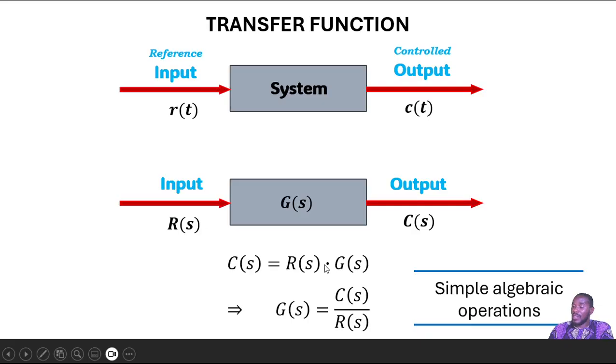And by basic algebraic division, if we divide both sides by R of S, then R of S disappears from this side and this becomes G of S, the transfer function. And then it is C of S over R of S. That's where our definition of the transfer function came from: the ratio of the Laplace transform of the output variable to the Laplace transform of the input variable.